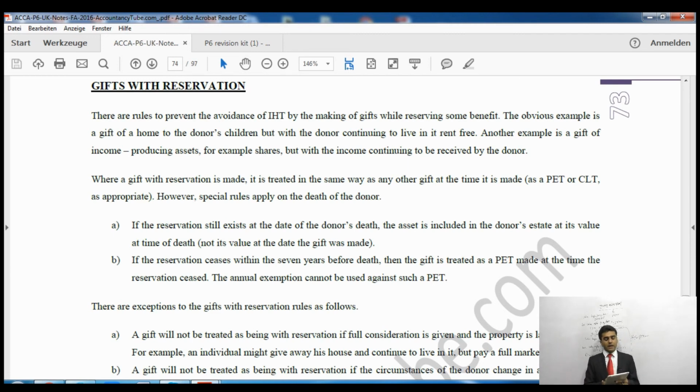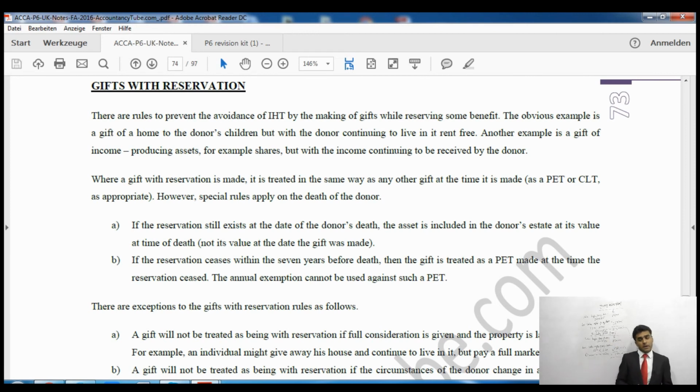Alright. Unless there are some exceptions. If I pay some rent to my son, for example, if I transfer the house to my son but I continue to live in it, but I pay market rent, then gift with reservation won't apply. And another thing is that if there were unforeseen circumstances, so when I made the gift, I wasn't aware at that time that I would become ill or something like that. Say for example, I made the gift to my son, and I wasn't living in that house, I lived in another house. But because I was so ill that I had to come back to this house so that my son can look after me, in those cases, gift with reservation won't apply, so it will be considered as a potentially exempt transfer at that time, right?